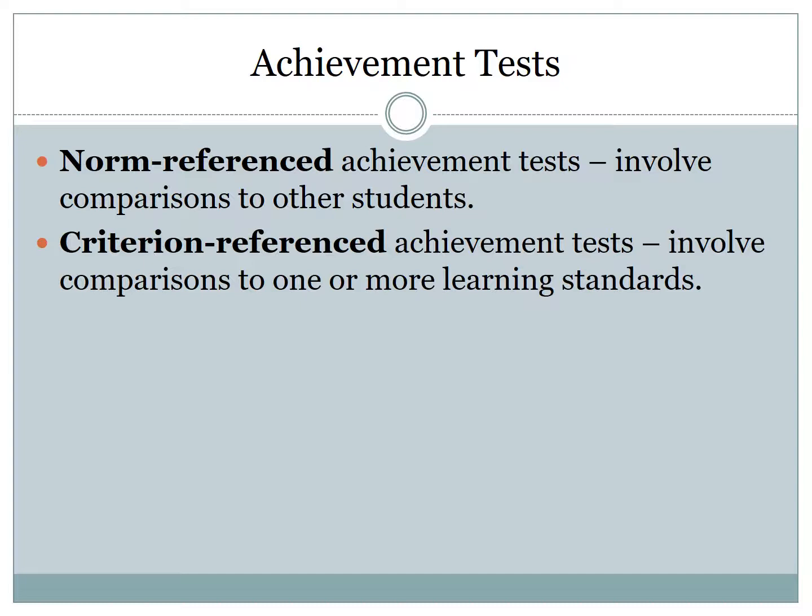Achievement tests measure a student's knowledge and skill level in particular subject areas. Generally, they break out into two types, which we've discussed a little bit before: norm referenced achievement tests, which, if you recall, involve comparing students to other students, big groups of students, to see where they are on the normal curve, and criterion referenced achievement tests that involve comparing students' knowledge on standards.